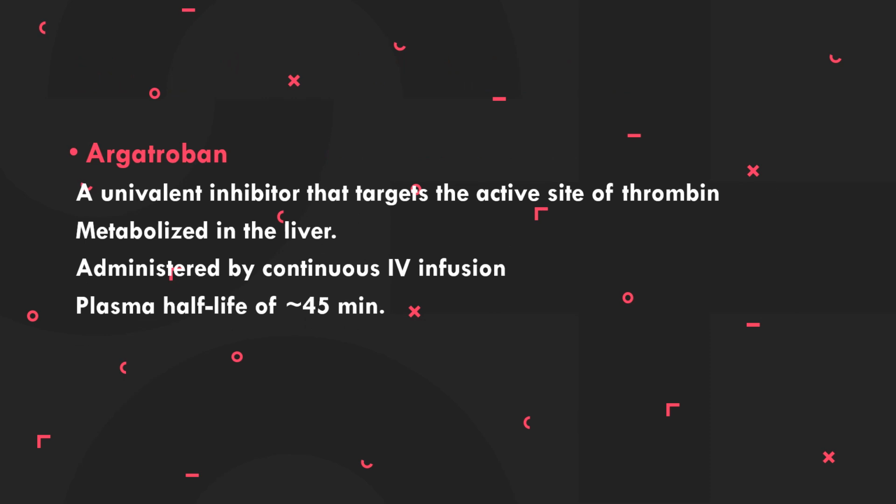In a previous university exam, a short question was once asked about argatroban. Argatroban is basically a direct thrombin inhibitor and it is metabolized in the liver. It is administered by continuous intravenous infusion and its half-life is about 45 minutes. So it's an anticoagulant, a direct thrombin inhibitor, specially indicated in patients who cannot tolerate heparin because of heparin-induced thrombocytopenia.